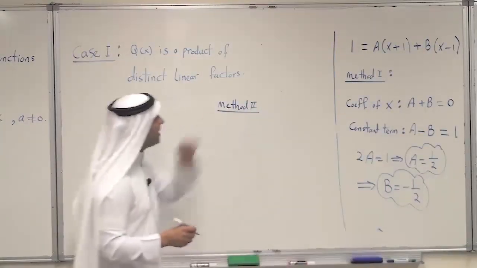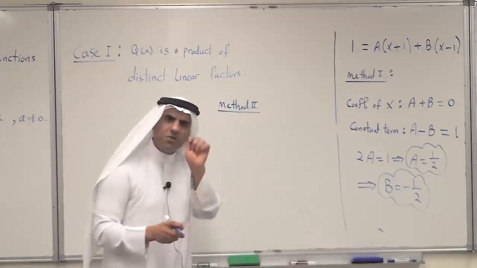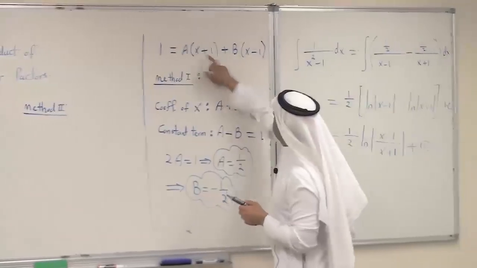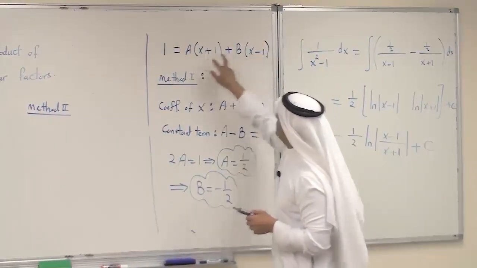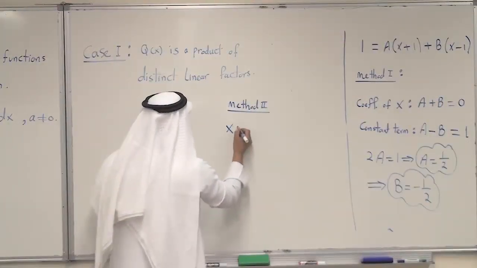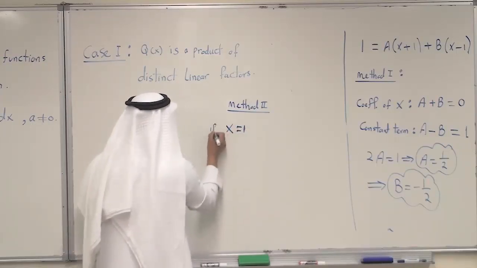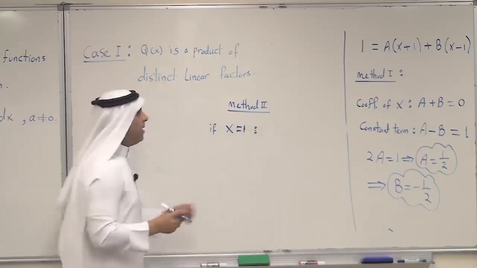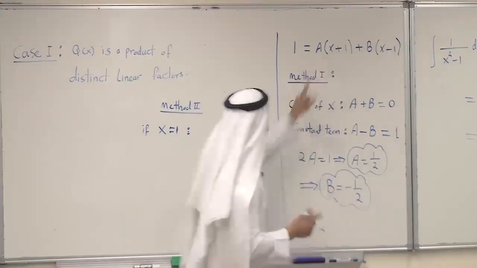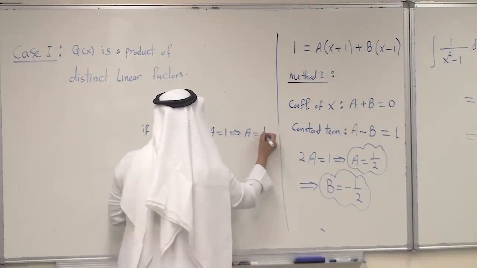Another, alternative way to get a and b: you can substitute points in the left-hand side and the right-hand side. Try to choose the points in a clever way, meaning, choose the points to be the zeros of these. What is the 0 of x plus 1, for example? Minus 1. So you can choose 2 points. You can choose x equal to 1. If x equal to 1, this will be 0. This will be 1 plus 1 times a. That is 2a equal to 1. So this implies a is equal to 1/2.